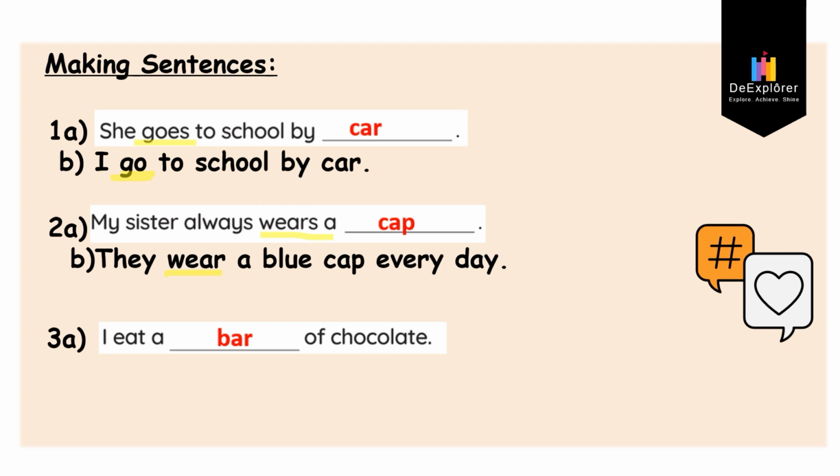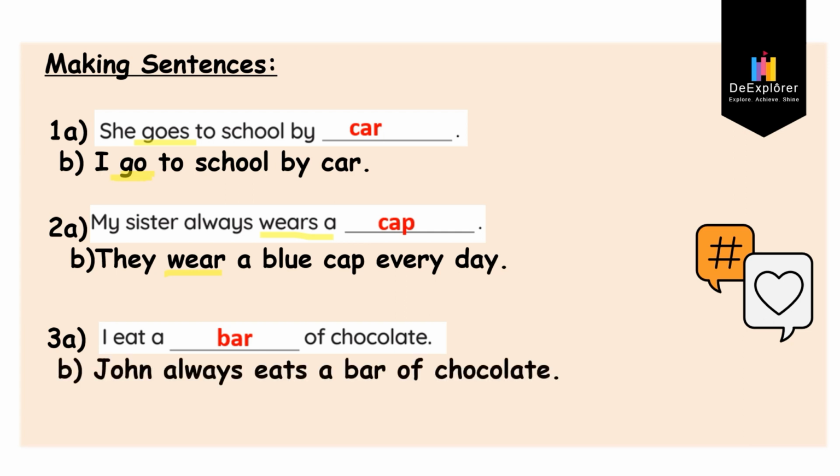John 时常吃一排巧克力。So 3, 2, 1. The answer should be like that. John always eats. Yes, because John only one person, so that's why it have to be eats. Eats what? A bar of chocolate. Full stop. Alright, so that is for your number 1, 2, 3.